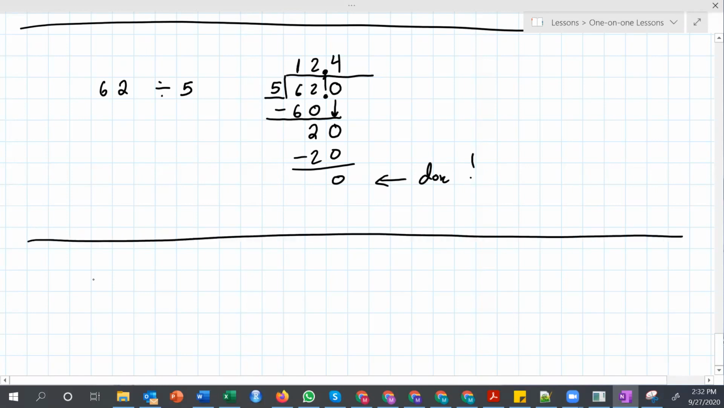I'm trying to give you numbers that work out nicely when you divide them. How about 38 divided by 4? Make sure you get to this point here where the 4's on the outside, 38's on the inside.